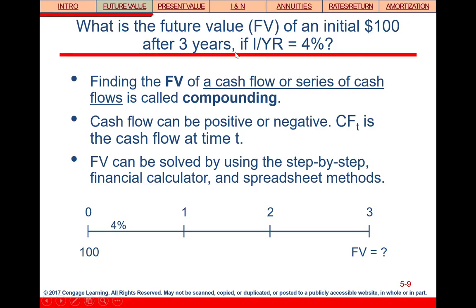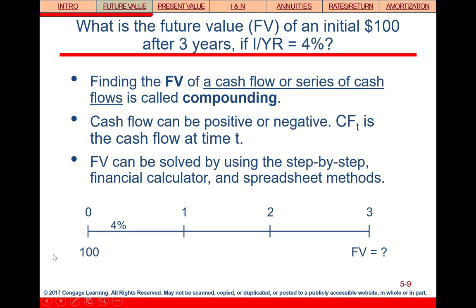So let's have a look at this example, trying to calculate the future value of a $100 initial investment after 3 years if the interest rate is 4%. So you draw a timeline of 3 years, right? And your initial investment is $100, so you're putting $100 here. Some of you might say, if it's an initial investment of $100, it should be negative, right? Yes, you're right. This part should be negative.